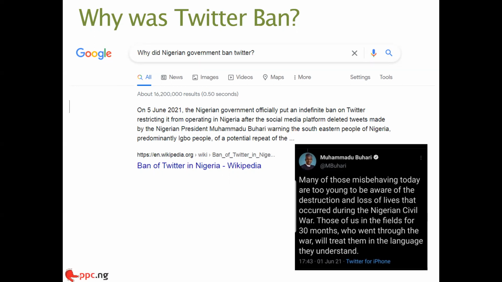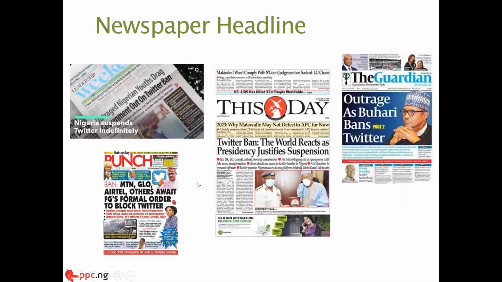Probably they found it not too good or not so pleasant, and of course, due to the algorithm on Twitter, the tweet was deleted. Okay, so the next day, look at what the newspapers are saying. Just the next day, you can see: Leadership, "Outraged Nigerian youth, government out on Twitter ban." This Day, "Twitter ban: the world reacts as presidency justifies suspension." The Guardian, "Outrage as Buhari bans Twitter." The Punch, MTN, Globacom, Airtel, these are the top telecoms in Nigeria. Others are waiting for a formal order to block Twitter.